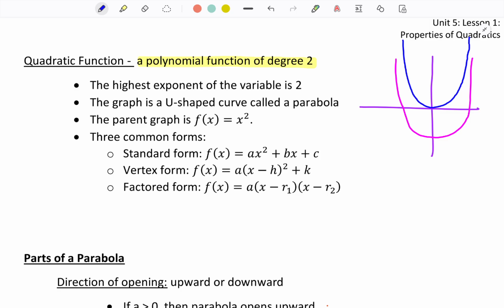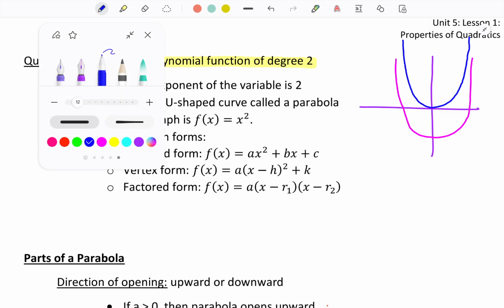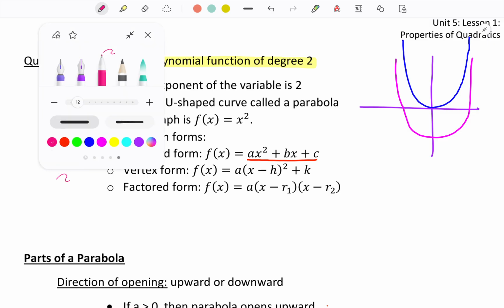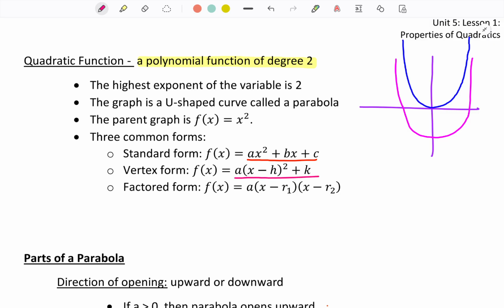So you have three common forms. The standard form, which is ax squared plus bx plus c. This is what you guys have factored. You have solved it in a variety of ways. And then we have vertex form. So vertex form is going to become very important to you. You have had to solve this already a few times, but you haven't done a ton of work with it yet.